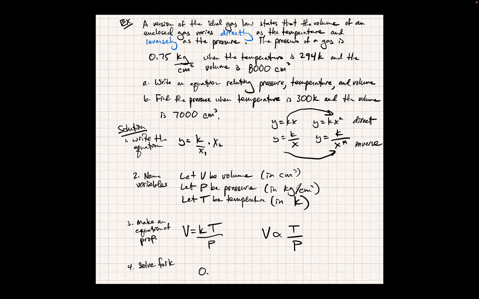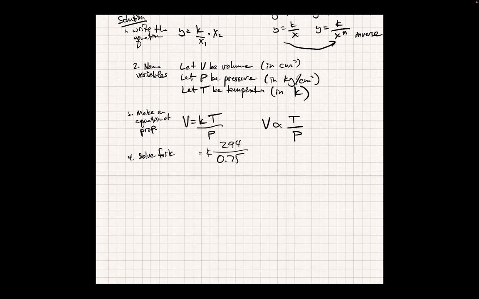0.75 as pressure. Then you don't have your K, but you do have your temperature, right? Which is where? K, 294. And then you just put regular K, and then you solve for it. I'm not ready to solve. I don't have an equation yet.